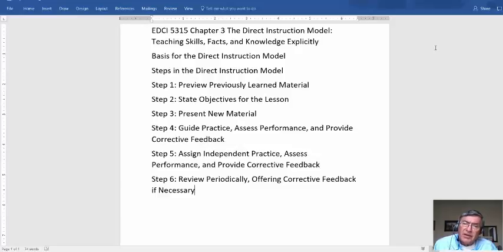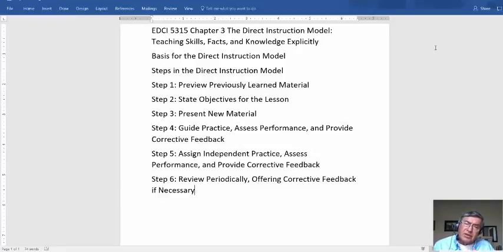Step 4, guide practice. Assess performance and provide corrective feedback. Okay, you're presenting new material. And the new material, that's the knowledge and the understanding levels of the objectives. That's part of it. But then there's the do. And how are they going to show that they understand? How are they going to show that they know? And how are they going to demonstrate that they do? That's where the guided practice comes in.